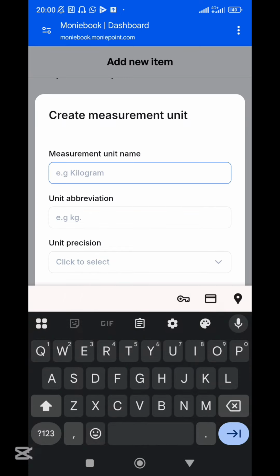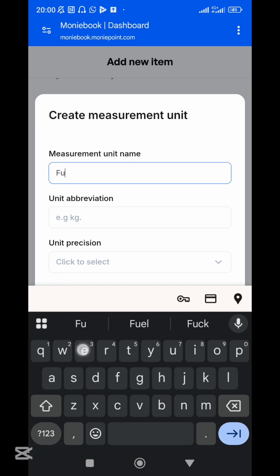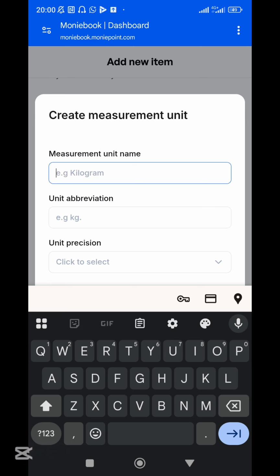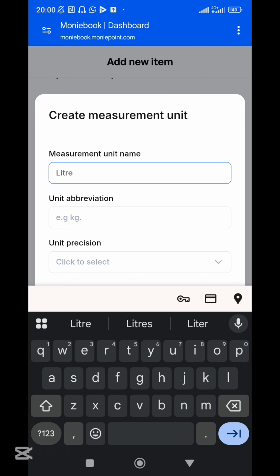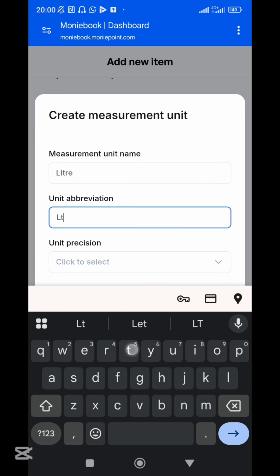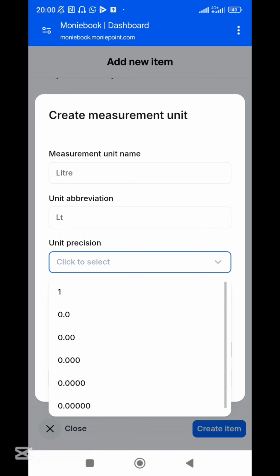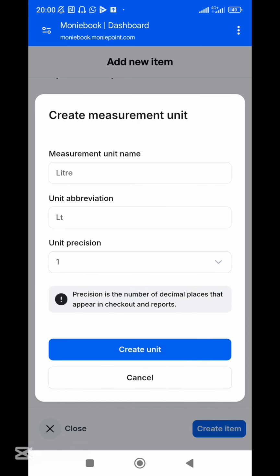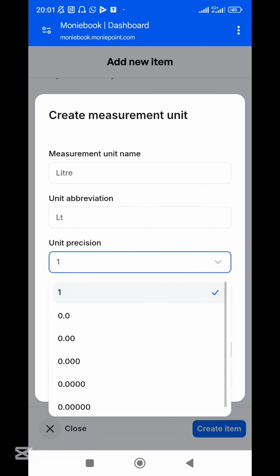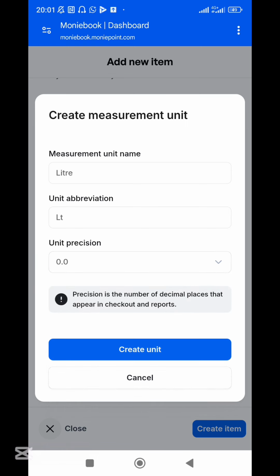If you are creating a measurement unit for this, this is how you put it. You write fuel. We're measuring it in liters, so here we can simplify this as LT. Now, this is what determines the measurement for fuel. You will click on this. Please don't click one. If you click one, it's not going to give you the option, so you're not going to be able to sell fuel. For the unit precision, you need to click zero point zero. This is very important: 0.0.